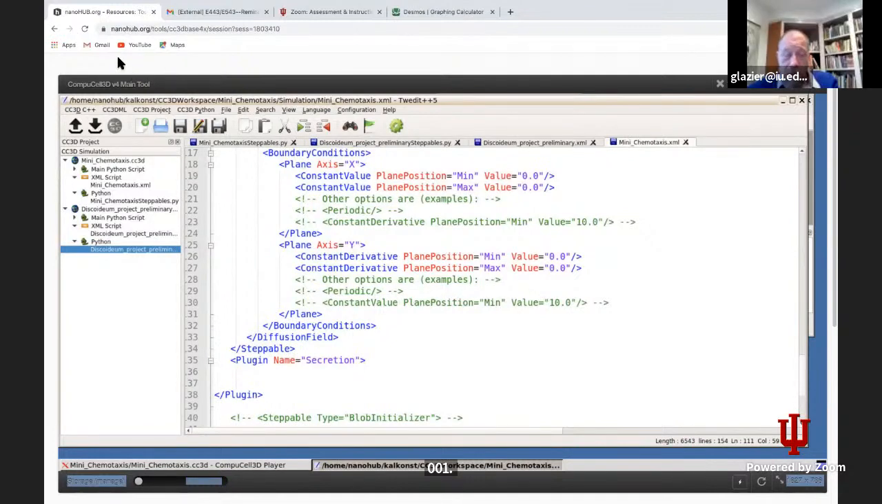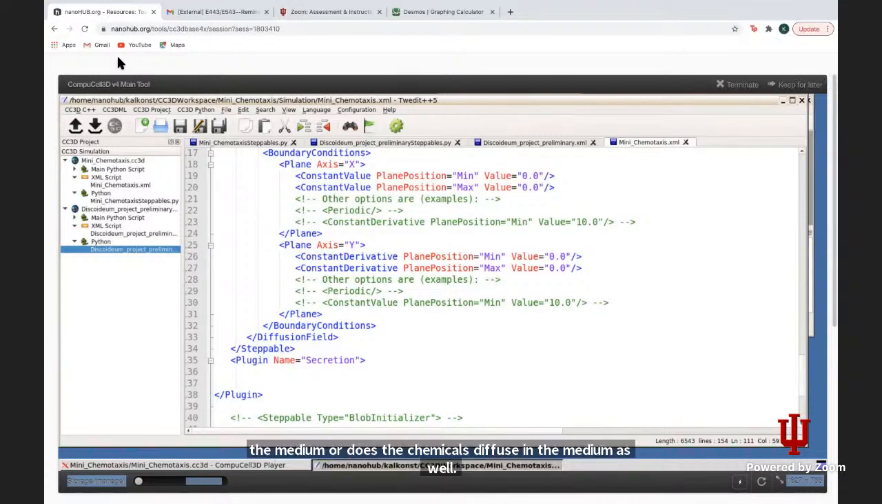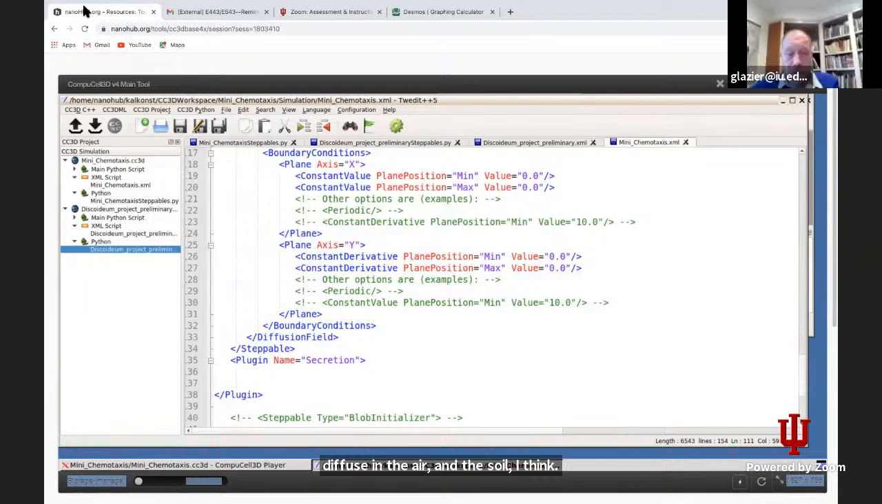So one question, which I hope they're clear about, is where the diffusion happens. Is the diffusion only in the cells and excluded from the medium, or do the chemicals diffuse in the medium as well? Yeah, so for cyclic AMP, it's cells only, but ammonia can diffuse in the air and the soil, I think. Great. Okay. My guess is that it'll work either way, but probably the parameters will be different, right?